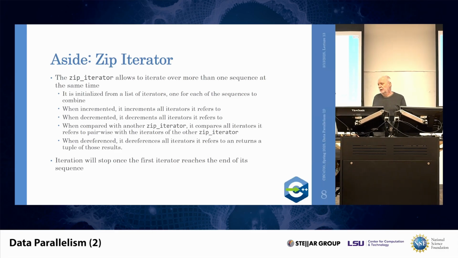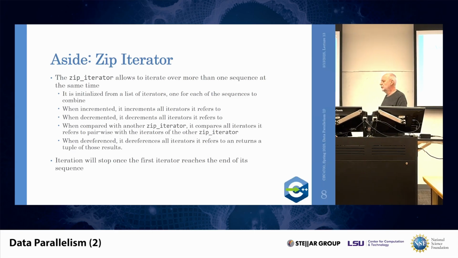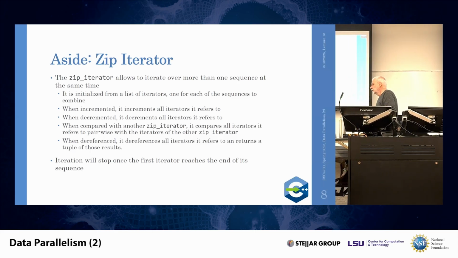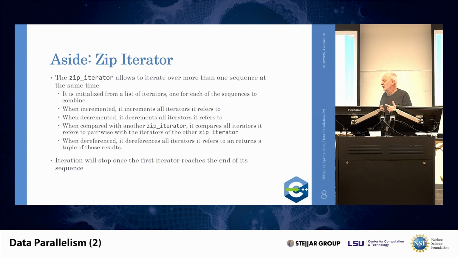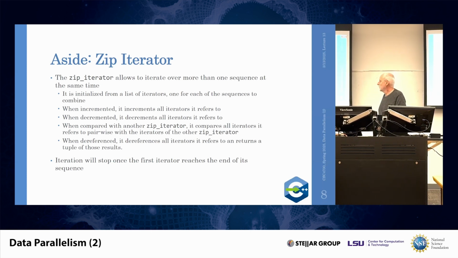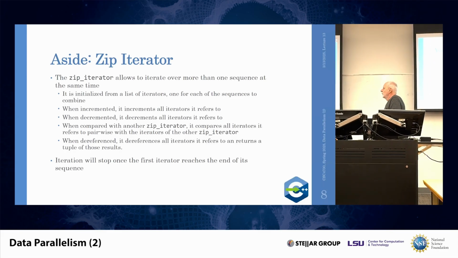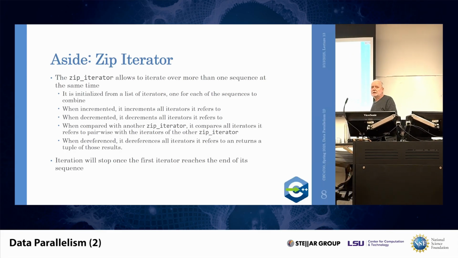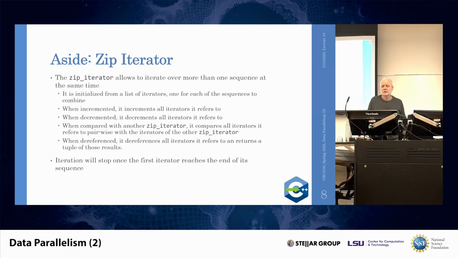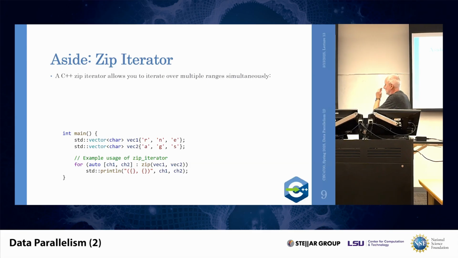So it's a very simple way to abstract several sequences and still be able to use all the algorithms we have been talking about and just apply the algorithm to more than 1 sequence at the same time. Obviously, the iteration will stop once the first iterator reaches the end of the sequence. That makes sense. Okay, so let's have a look at that.